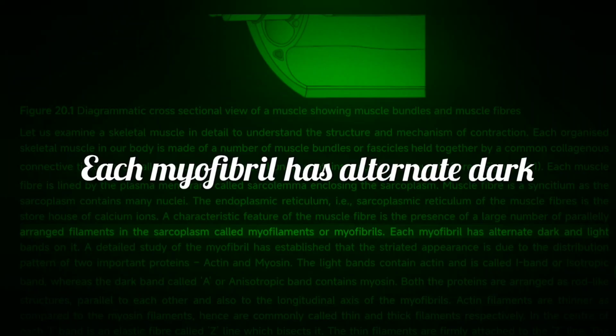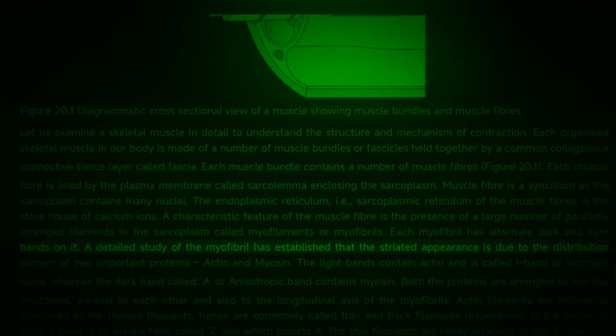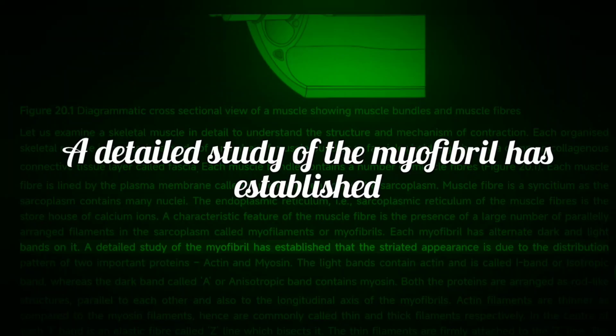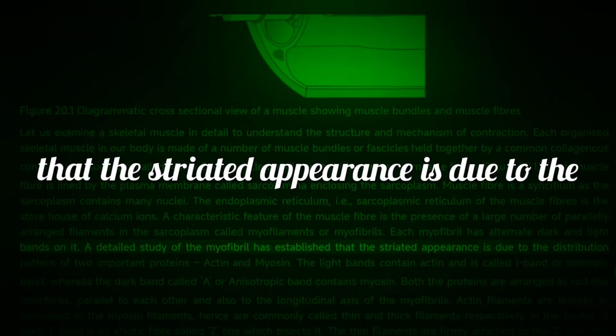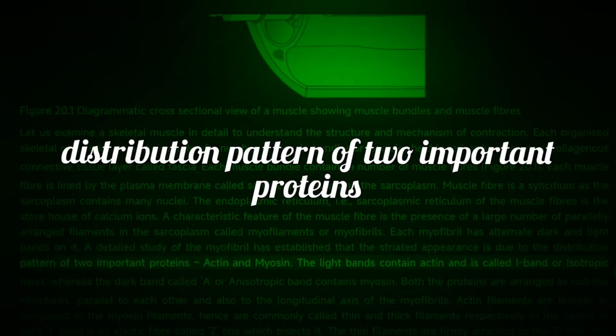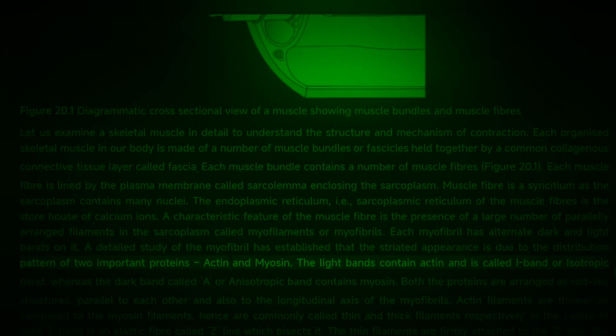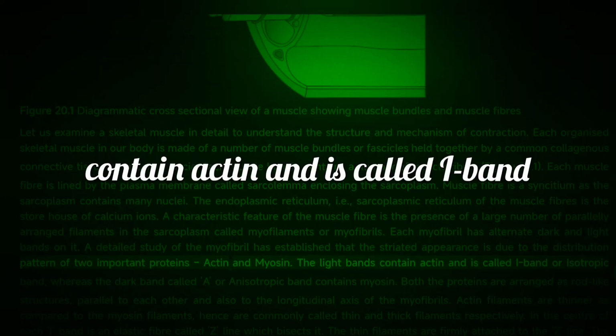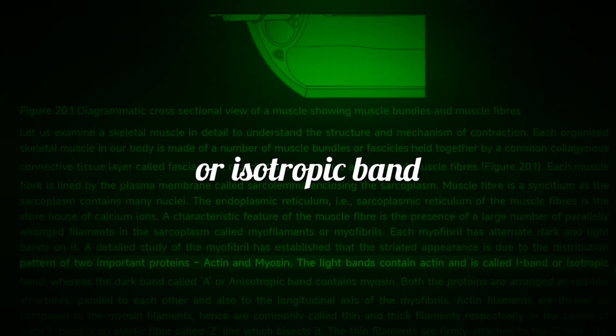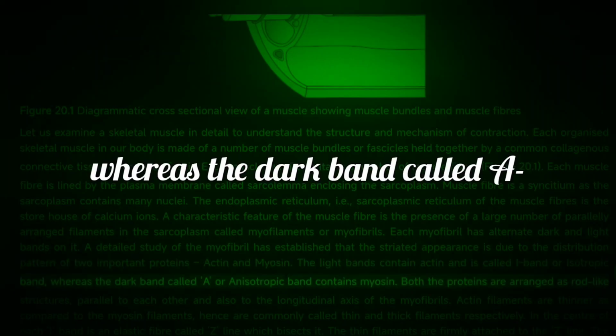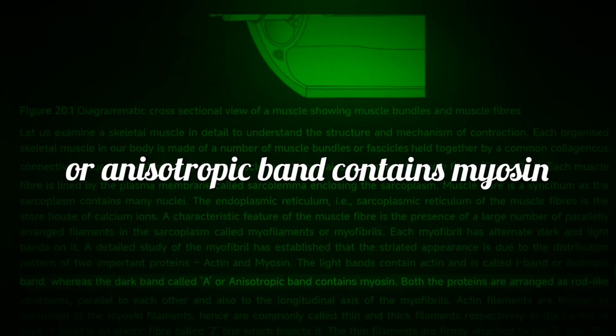Each myofibril has alternate dark and light bands on it. A detailed study of the myofibril has established that the striated appearance is due to the distribution pattern of 2 important proteins, actin and myosin. The light bands contain actin and are called I-band or isotropic band, whereas the dark band called A or anisotropic band contains myosin.